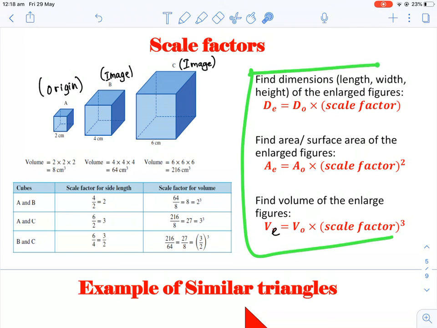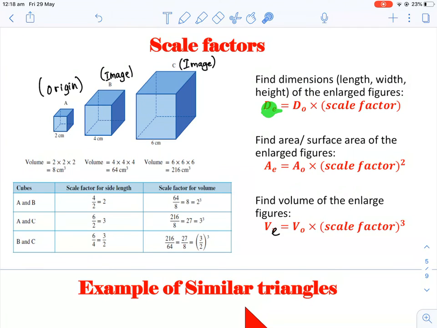We're going to use formulas. To find the dimension of the enlarged image, we get the dimension of the origin times the scale factor. To find the area or surface area of the enlarged one, we get the area of the origin times the scale factor squared. If you want to find the reduction, the smaller shape, we get the origin divided by the scale factor squared. And same with the volume: the volume of the enlarged one will equal the volume of the origin times the scale factor cubed.